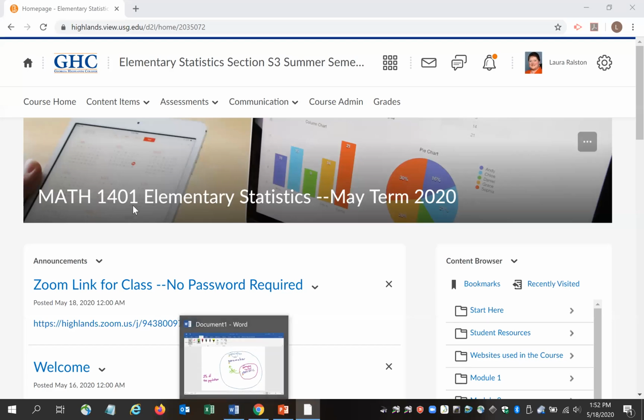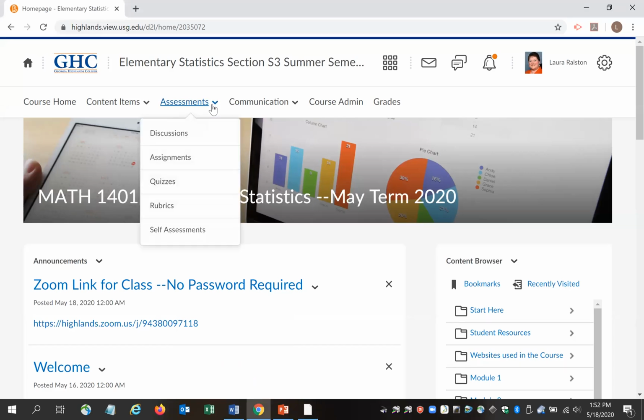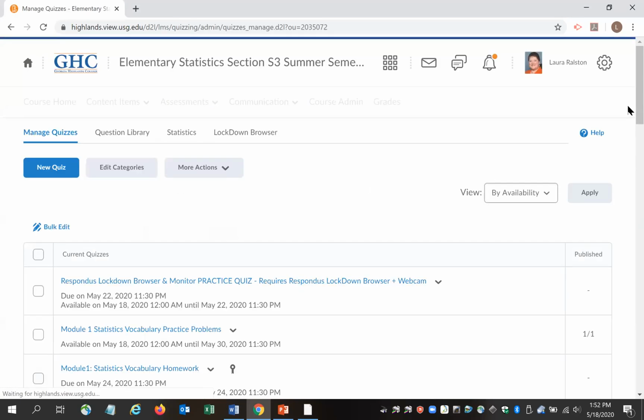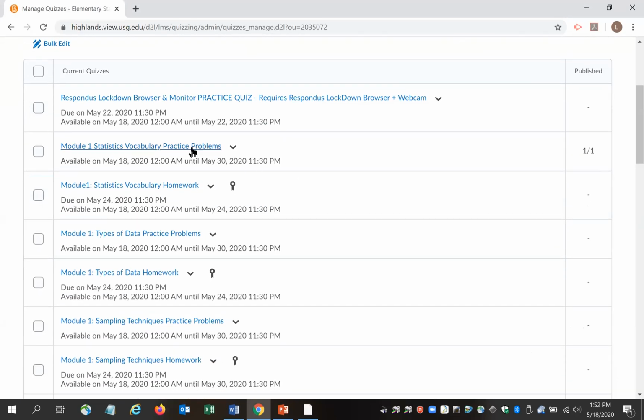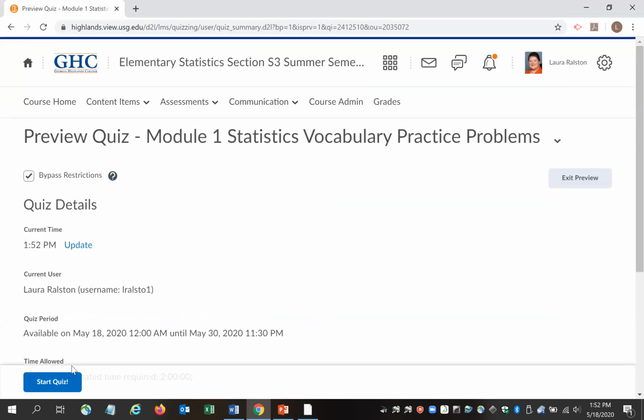Okay, so inside D2L, the easiest way to get there is go to assessments, quizzes, and then I'm going to go to Module 1, Statistics, Vocabulary, Practice Problems. Now I have to put it into preview mode because I'm in the instructor mode.